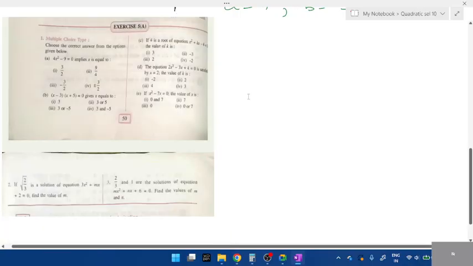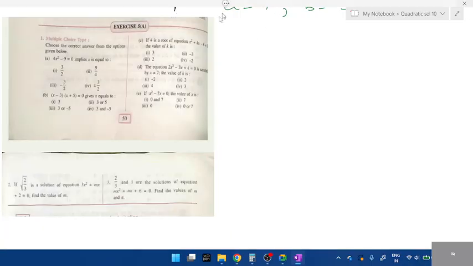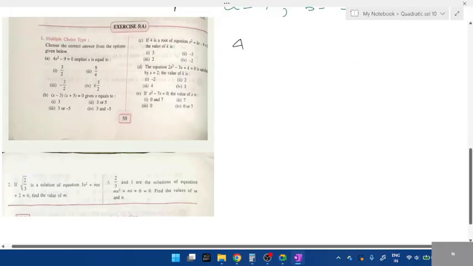Okay. First, we'll do 1 or 2 MCQ questions. Look at the first MCQ question. How do you solve the value of x, students? Minus 9 goes to the other side. What's the answer?